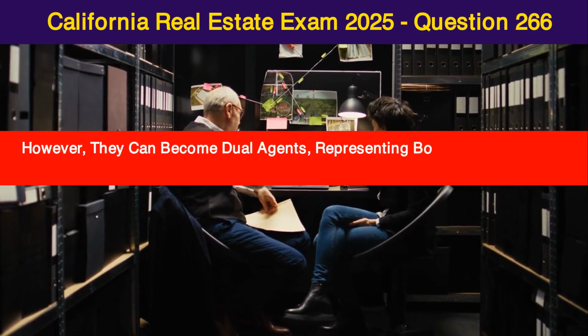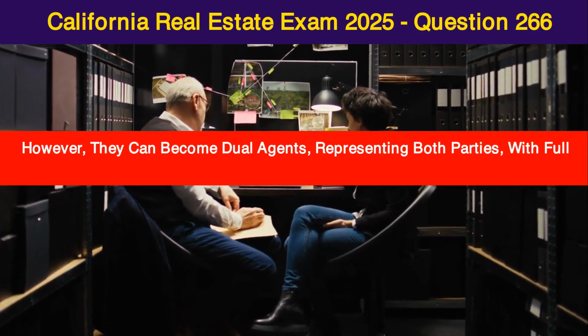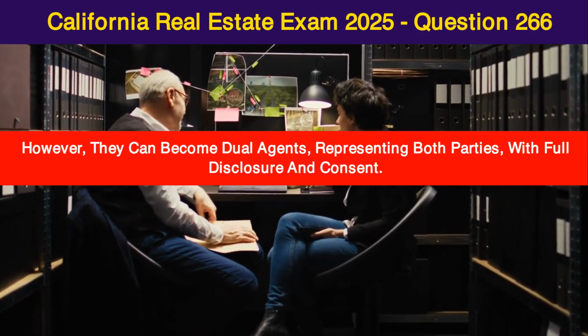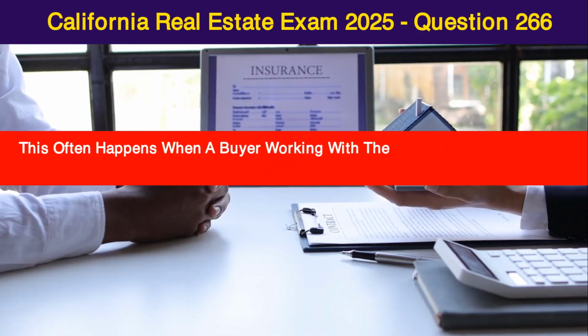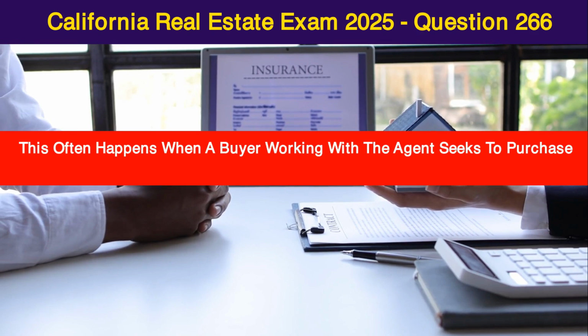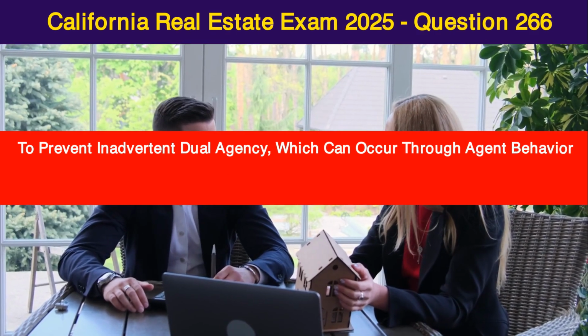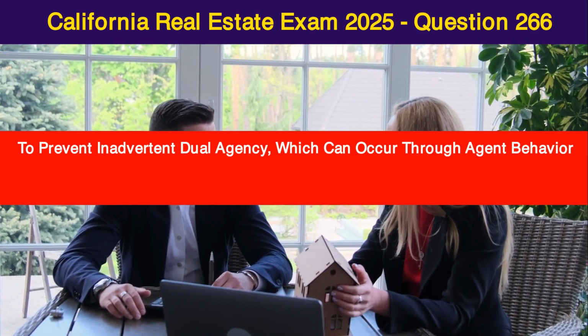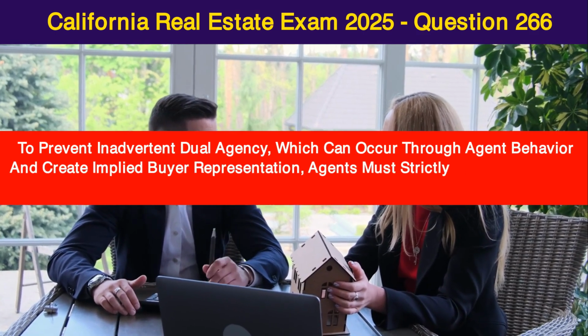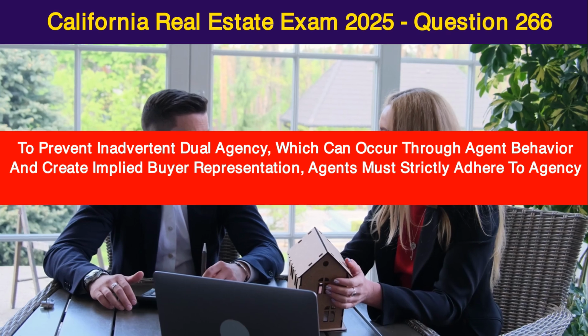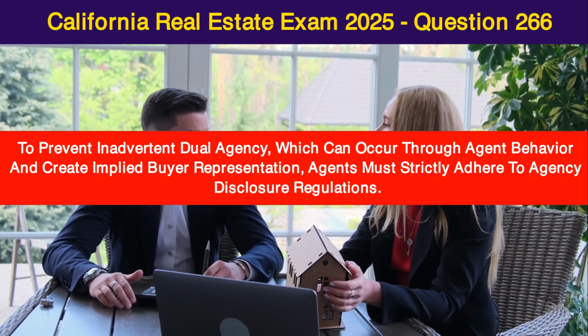However, they can become dual agents, representing both parties, with full disclosure and consent. This often happens when a buyer working with the agent seeks to purchase the listed property. To prevent inadvertent dual agency, which can occur through agent behavior and create implied buyer representation, agents must strictly adhere to agency disclosure regulations.